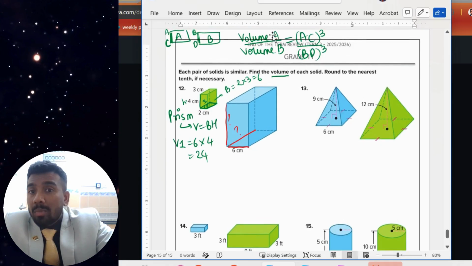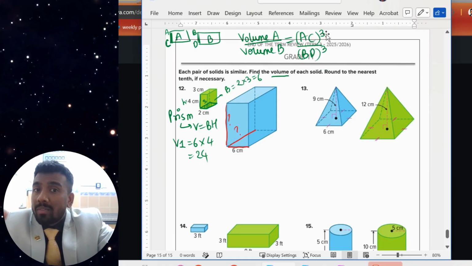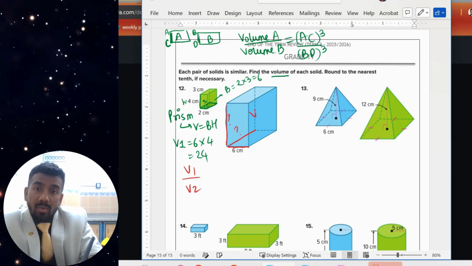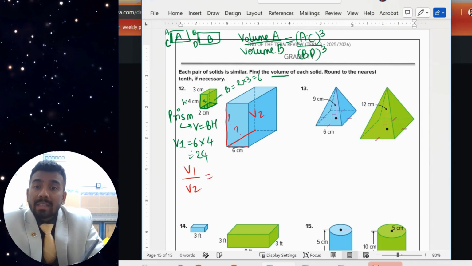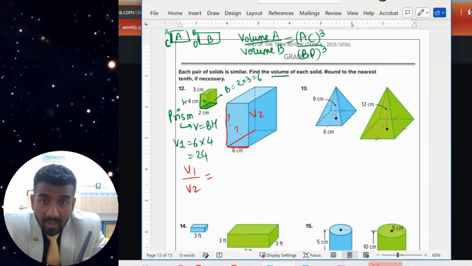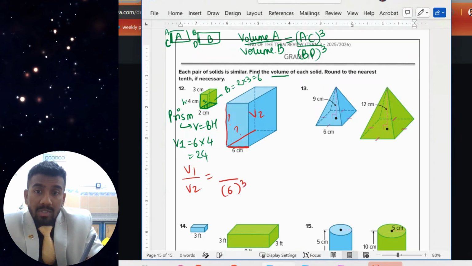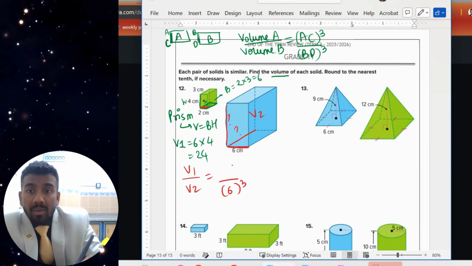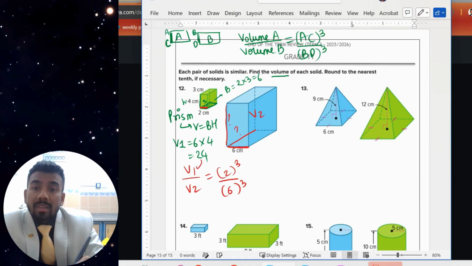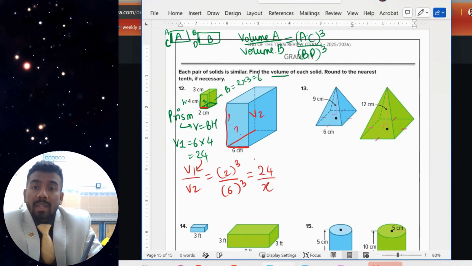Volume of 1 over volume of 2 will be side over side, but with the power. Volume of 2 is this one, equal to the side of this one, which corresponds to this. This is the side down, which we know for V2. So we write 6 power 3. The same corresponding side I have to take, which is 2. 2 power 3. Now what's V1? That's 24. So that's 24 over V2. V2 we don't know, so that's x.